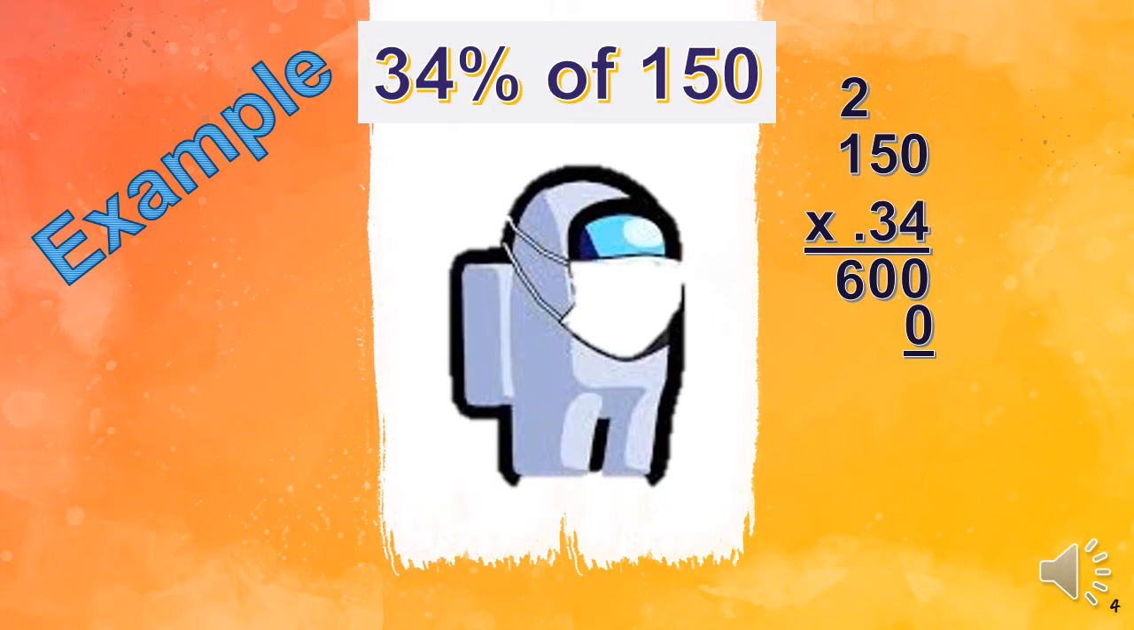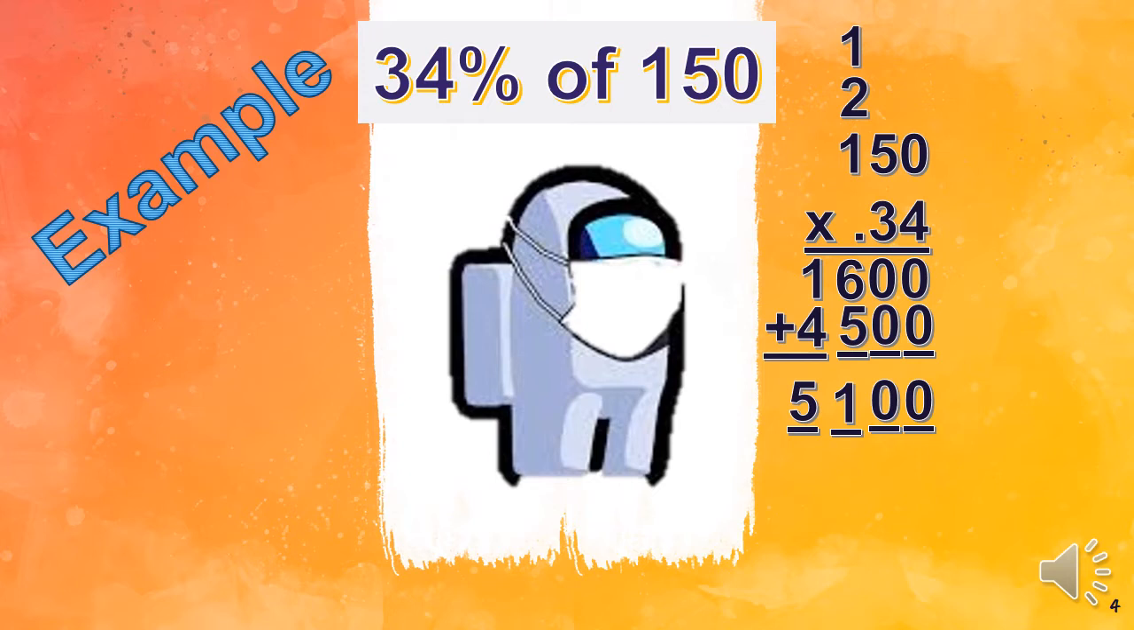We now multiply by 3. 3 times 0 equals 0. 3 times 5 equals 15. Regroup 15 as 5 tens and 1 hundred. 3 times 1 equals 3. 3 plus 1 equals 4 hundreds. Add 0 ones, 0 tens. 6 plus 5 equals 11 hundreds. Regroup 11 hundreds as 1 hundred and 1 thousand. 1 plus 4 equals 5 thousands.